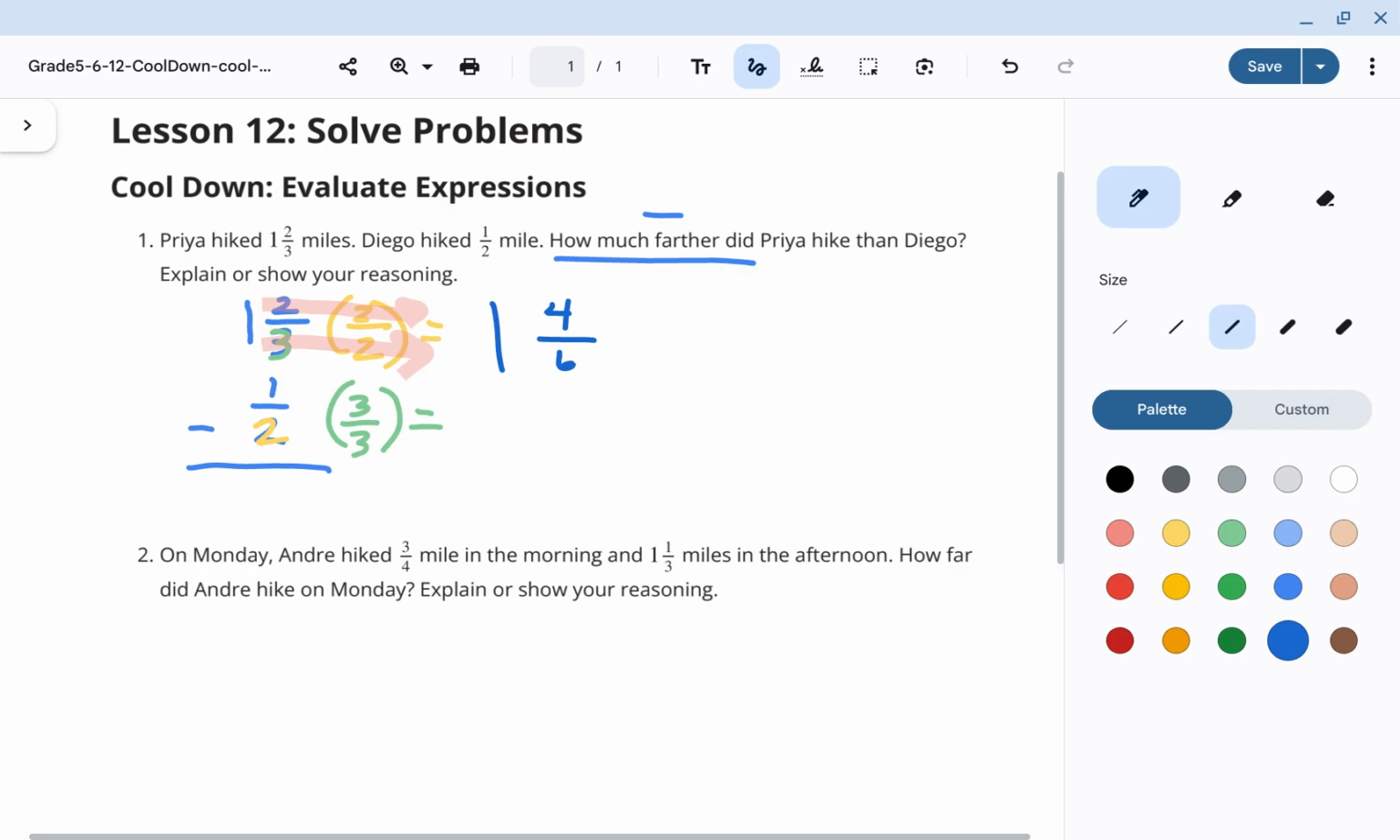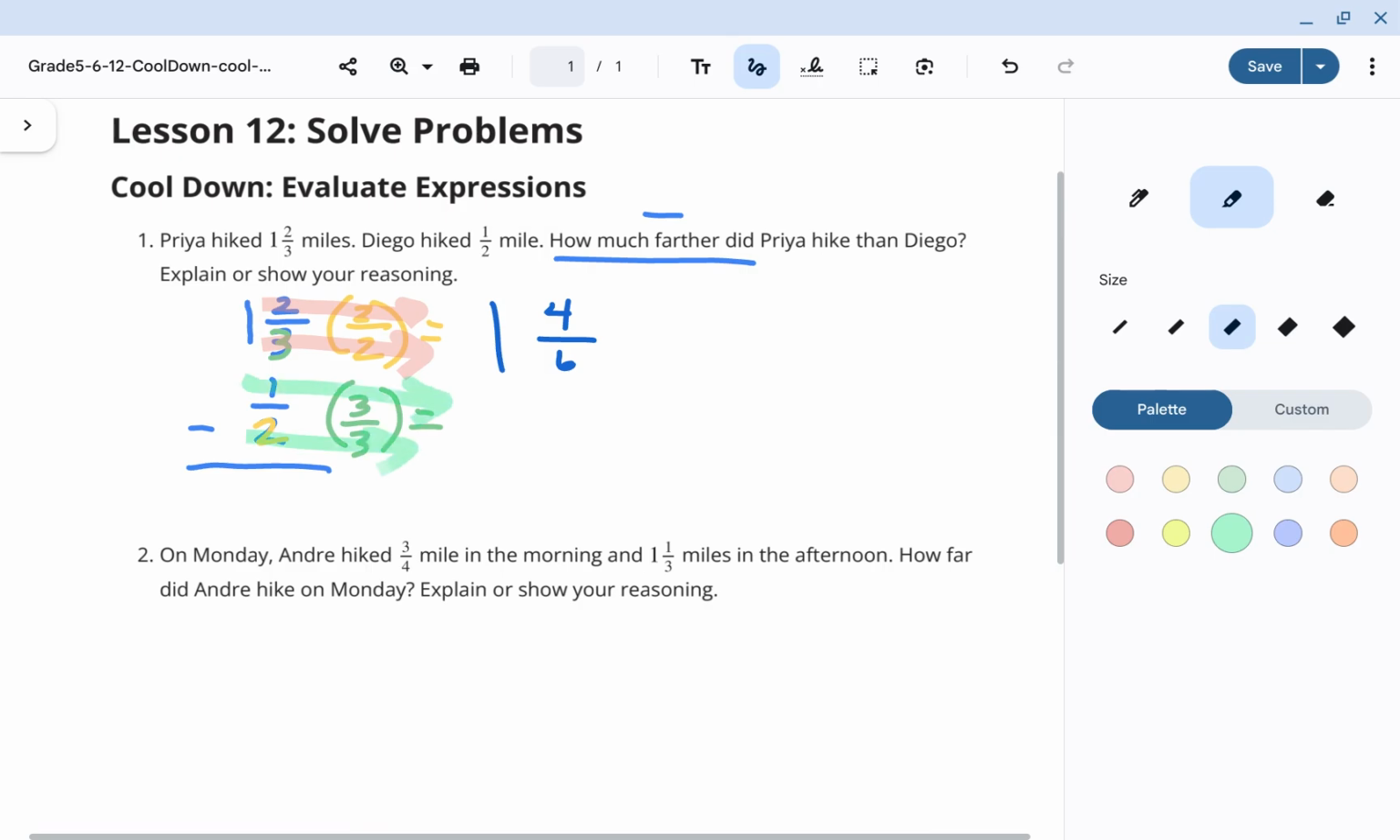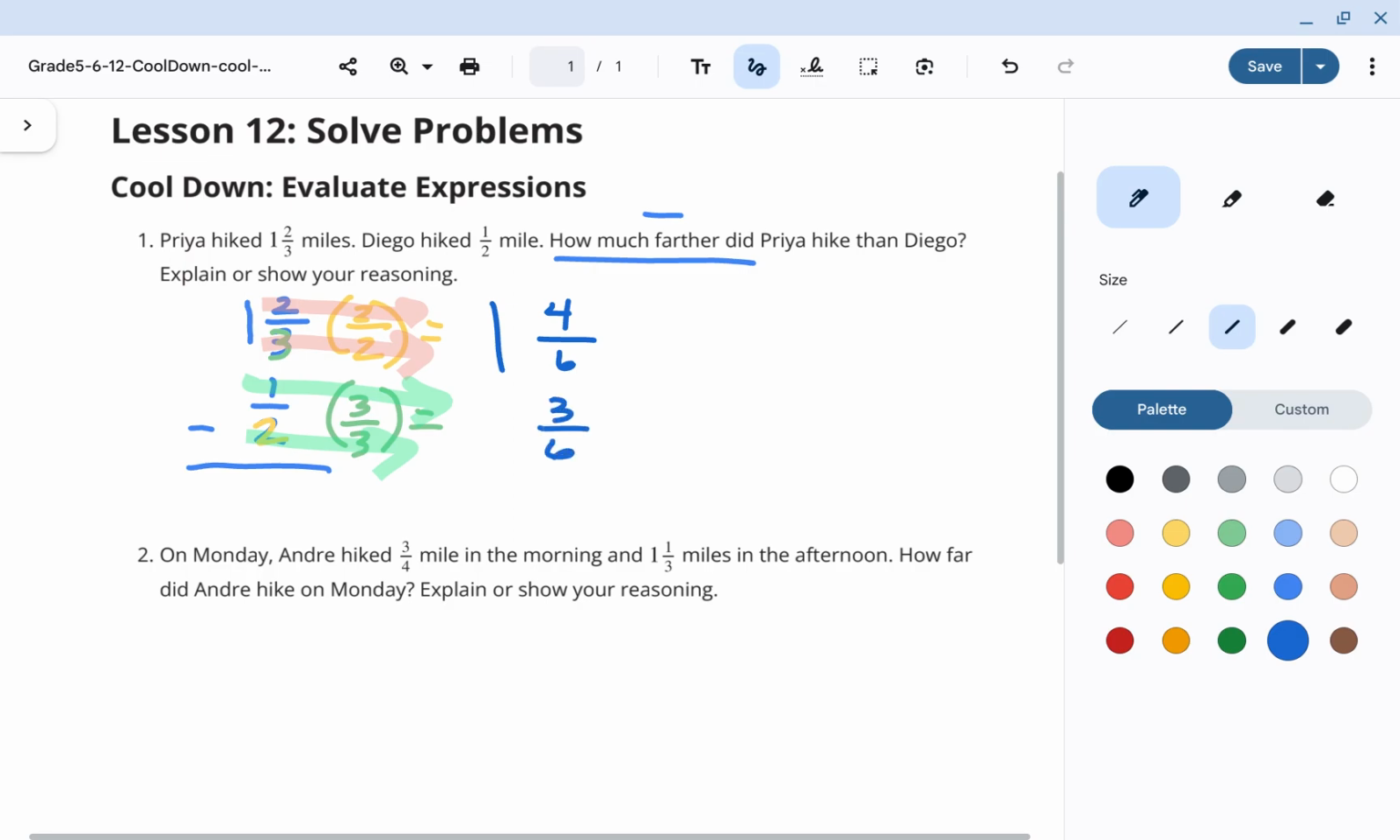Now we're going to do the same thing with our bottom numbers. Here I have 1 times 3 and then 2 times 3. And that is going to give me 3 and 6. Notice now we have common denominators and now we can subtract. I have 1 4/6 minus 3/6. That gives me 1 1/6. So I now have an answer of 1 1/6.